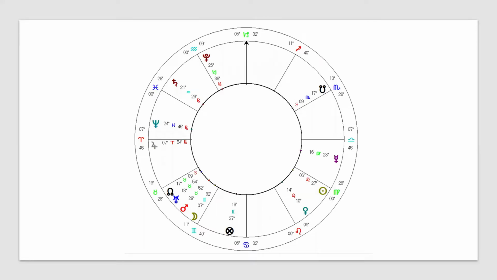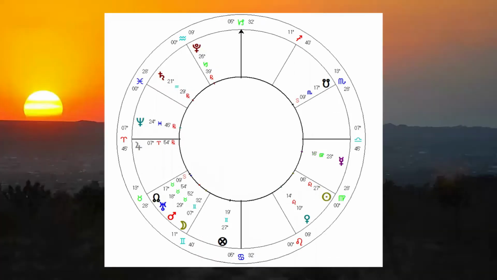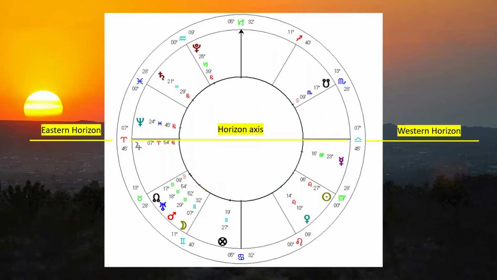In natal astrology, a chart is cast for the moment of your birth. There's nothing mystical about this chart. All it is, it's a symbolic picture of the sky at the moment of your birth. Visualize yourself at the center of the chart. The horizontal line in the middle represents the horizon of the sky at the latitude where you were born.